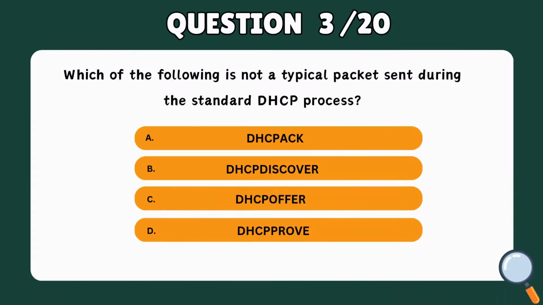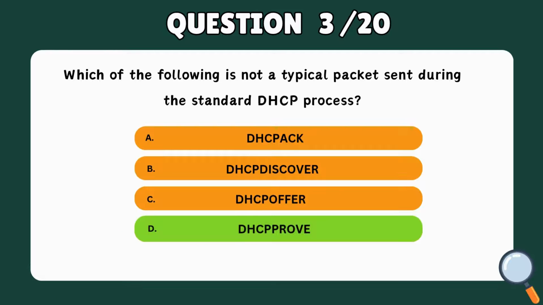Question 3. Which of the following is not a typical packet sent during the standard DHCP process? A. DHCP ACK. B. DHCP Discover. C. DHCP Offer. D. DHCP Probe.